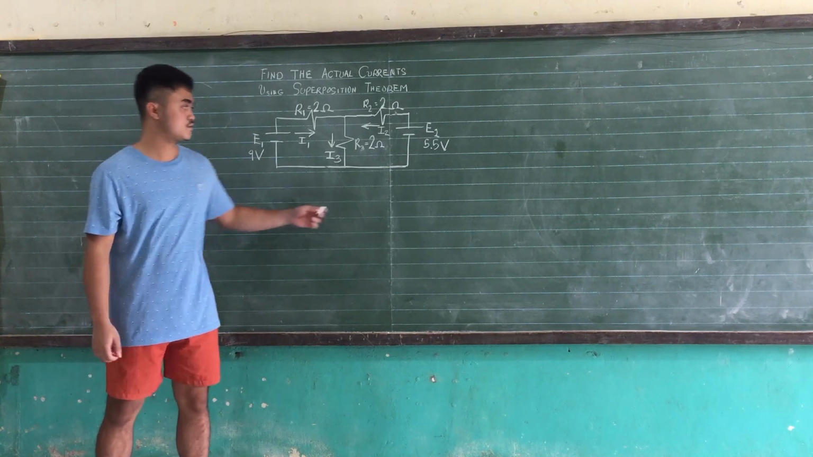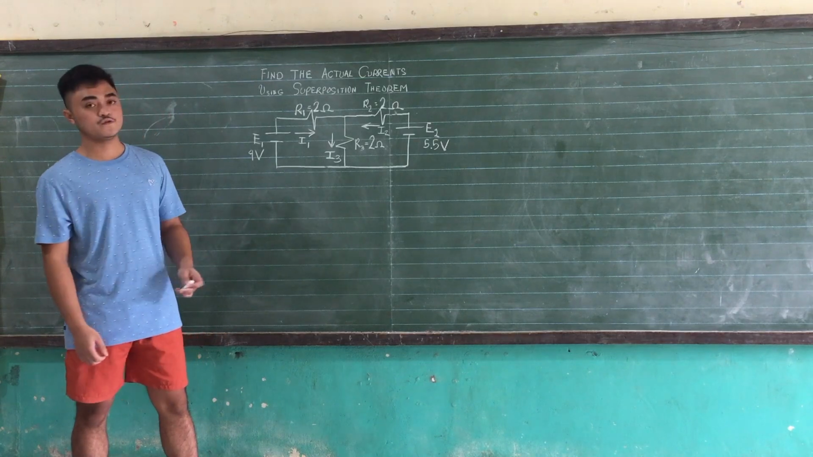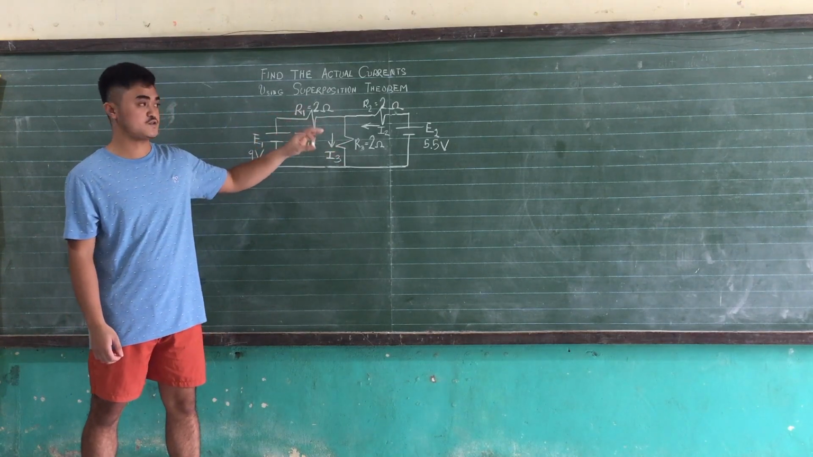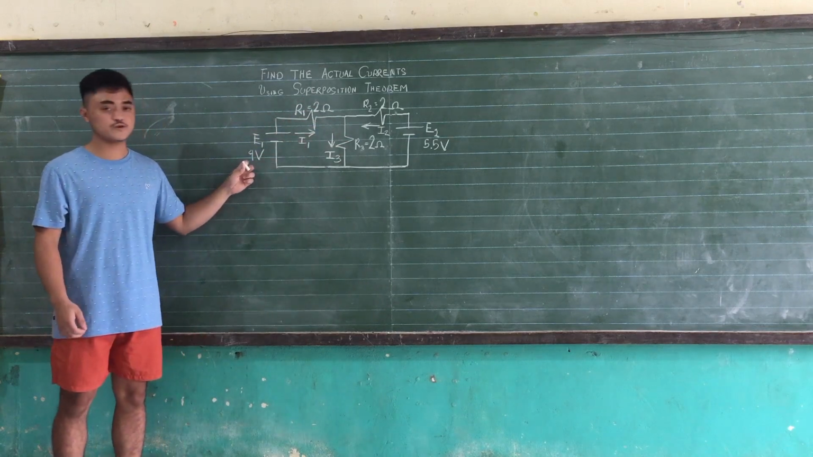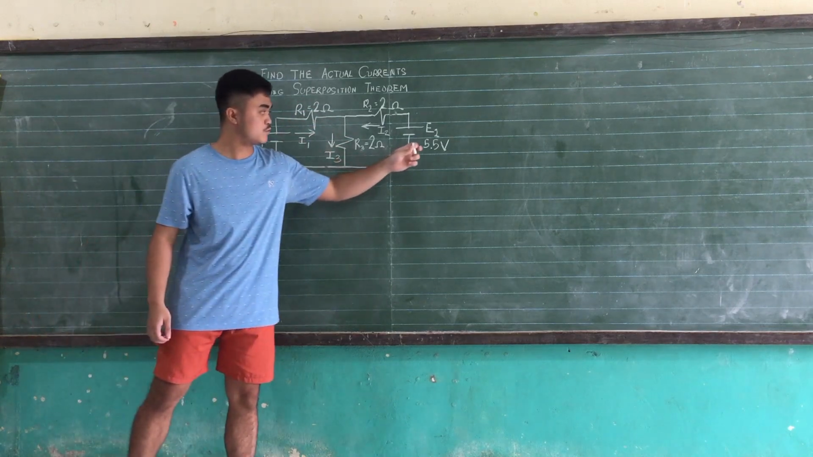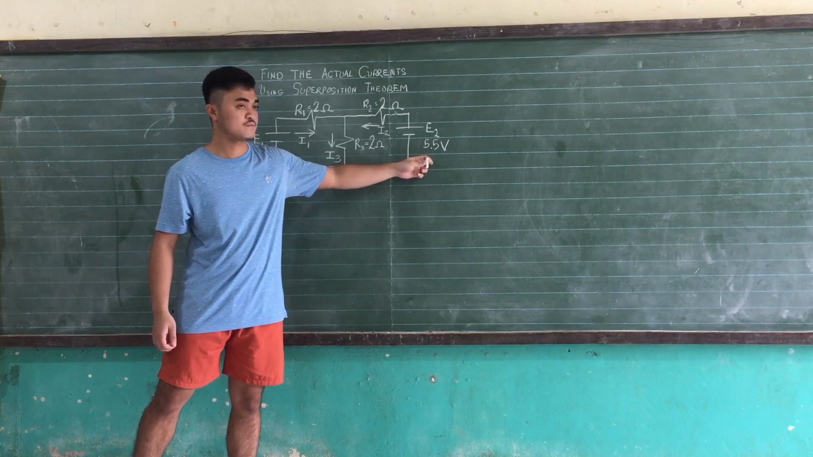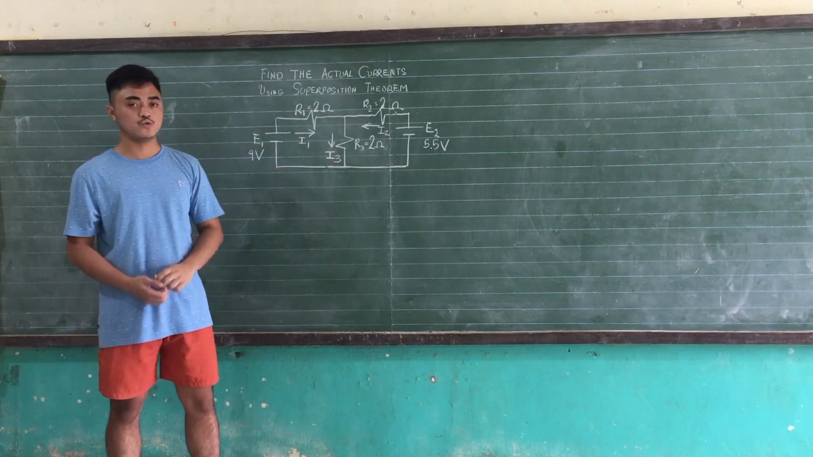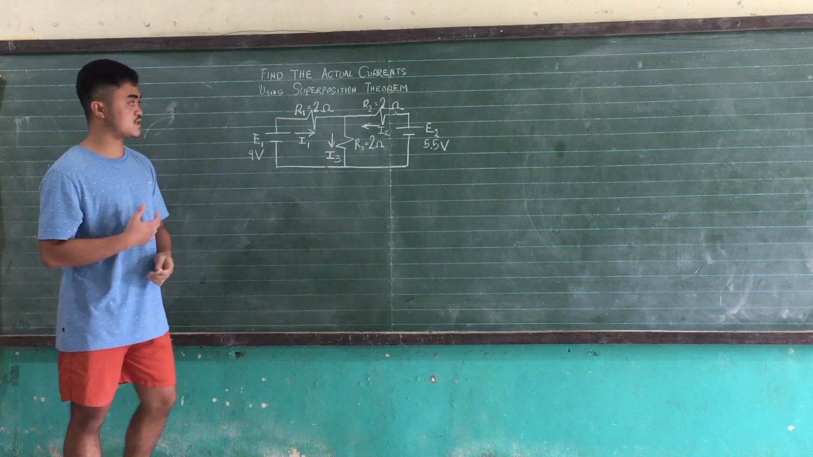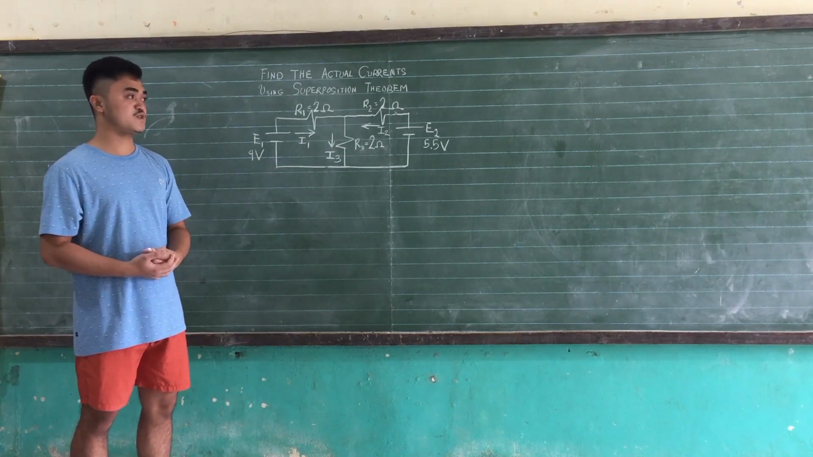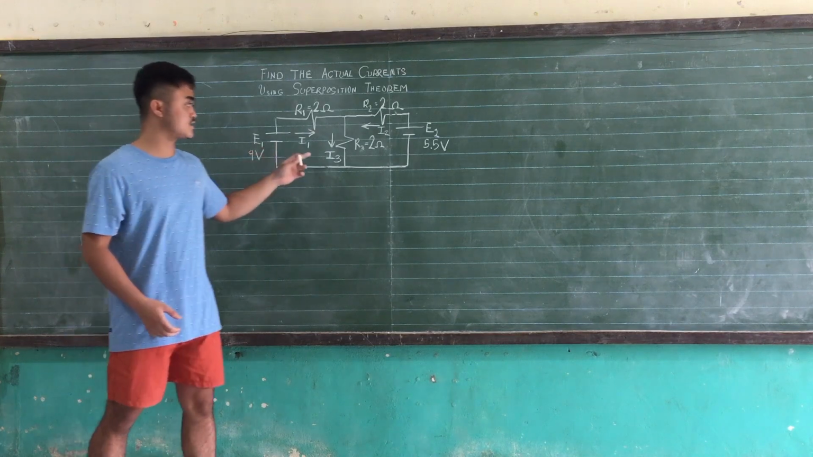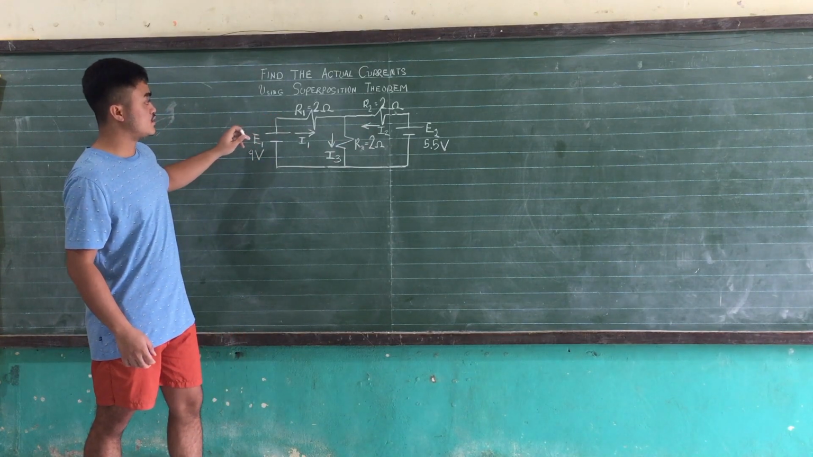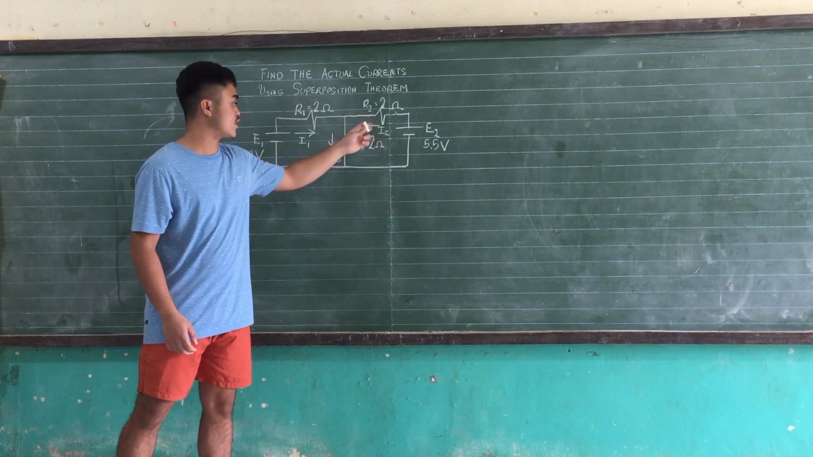As we can see here in the diagram, we have two voltages, three resistors and currents. E sub 1 is 4 volts. E sub 2 is 5.5 volts. R1, R2, and R3 are each equal to 2 ohms. So basically, dito sa diagram na ito, masasabi natin na this diagram is a series and parallel combination. Series of R1 with the parallel combination of R2 and R3.